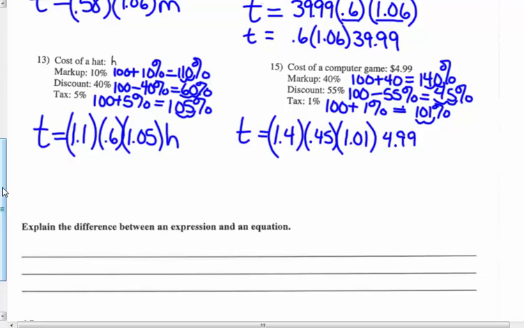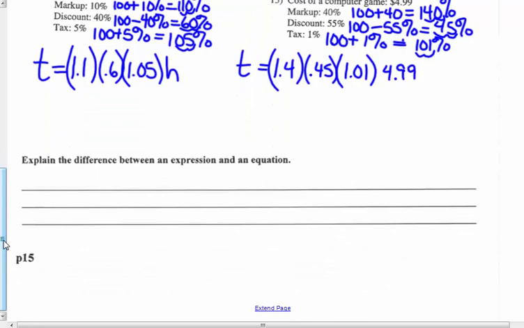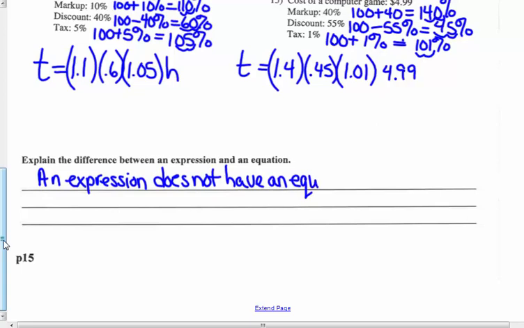Explain the difference between an expression and an equation. An expression does not have an equal sign. So therefore, it's not a full mathematical thought.